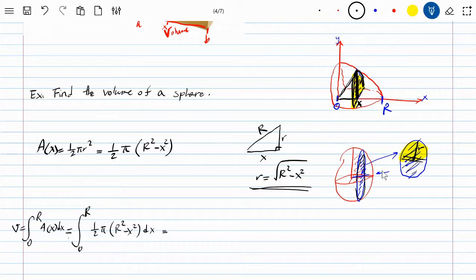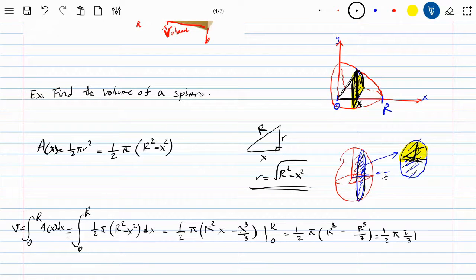Capital R is a fixed number, so you will get 1/2 pi. The antiderivative of R squared, since it's a constant, would be R squared x. The antiderivative of x squared would be x cubed over 3, evaluated from 0 to R. The good thing is, by replacing 0, we get 0, so we just need to replace R. So you get 1/2 pi, R squared times R is R cubed, minus R cubed over 3. That simplifies to 1/2 pi times 2/3 R cubed.